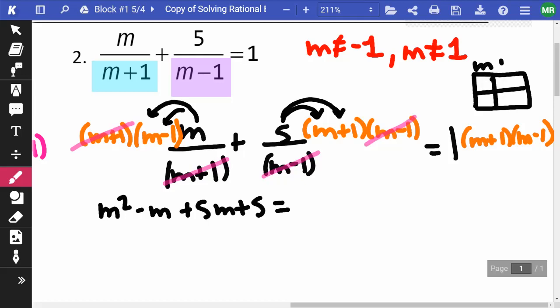And go m plus 1, m minus 1 and work it out. But that answer is a difference of 2 squares. If you recognize it, it's going to be an m squared minus 1. But again, you can do it in the box if you need.